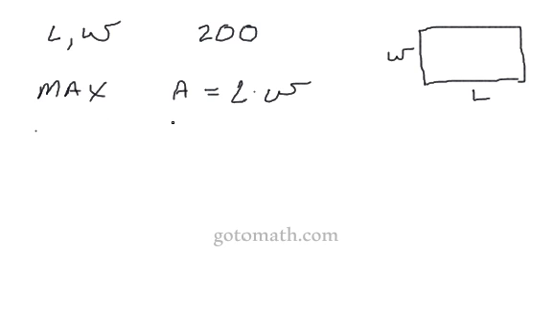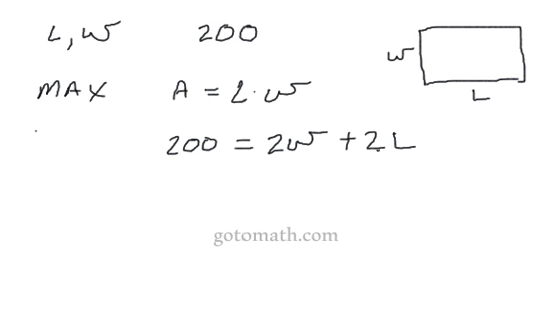And let's write the equation out for the perimeter. Remember, the perimeter is the distance all the way around. If we were to measure this all the way around, we end up having 200 is the perimeter, and that's equal to 2W plus 2L. Okay, so we have our primary equation, we have our secondary equation. Now what we're going to want to do, remember, is get this all in terms of one variable, either L or W.